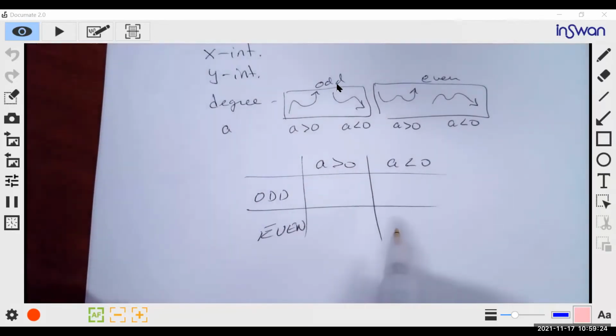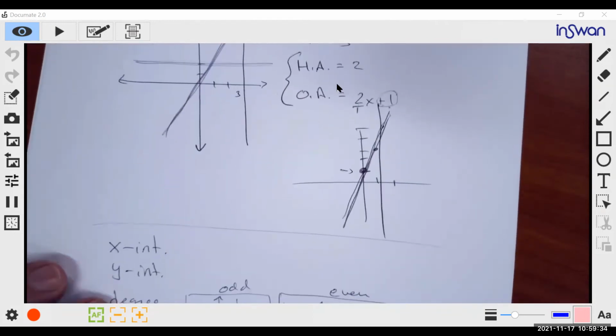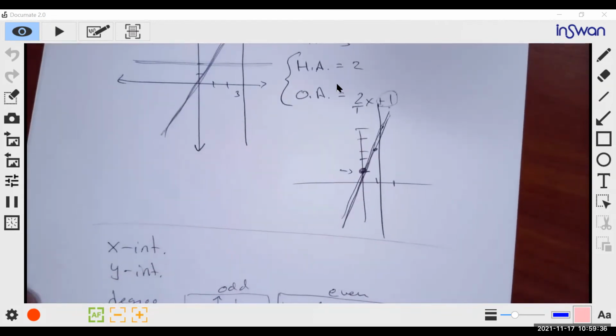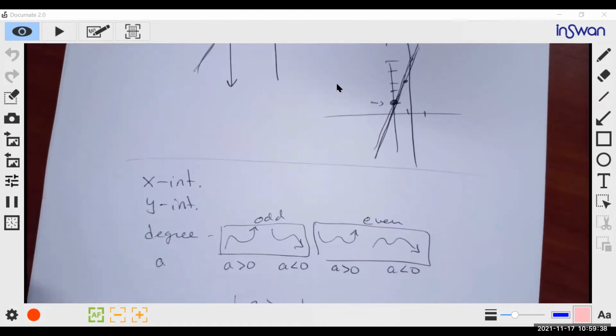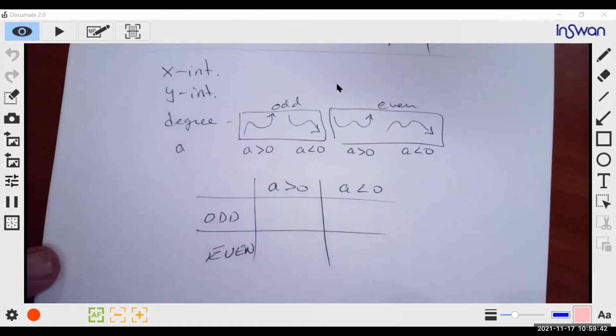This worked whenever we had regular polynomials. But once you have rational polynomials, because of these asymptotes, we now change our entire graph. And I'll show you pictures of those in a second.